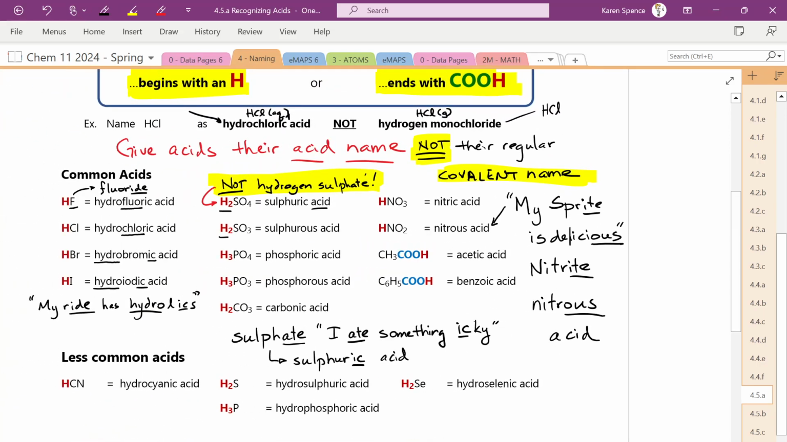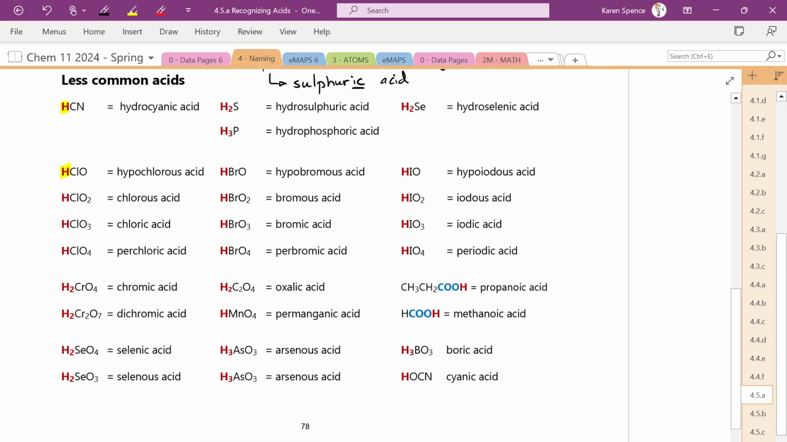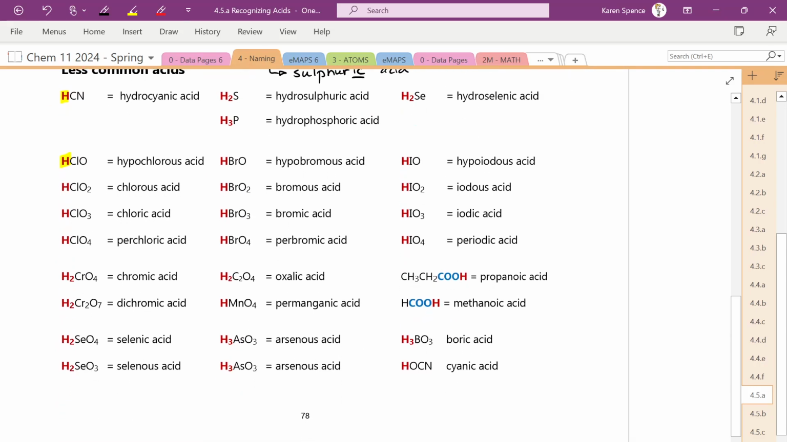So this particular worksheet is just about recognizing. You'll notice that all of the acids either have H at the front, or what's the other thing they can have? Tell your partner: acids either have H at the front or they have COOH at the end, organic acids. Excellent. And these are just a whole bunch of example acids that you can look at from time to time if you're interested.